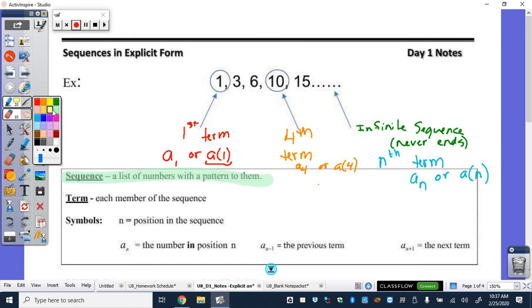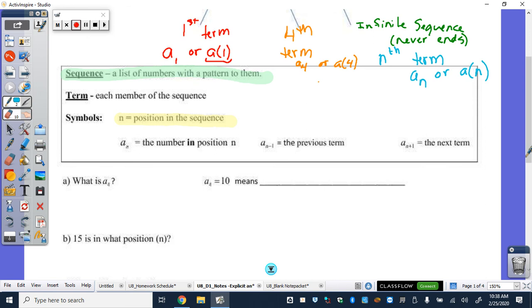As we have written down here, n just represents what position in the sequence you are in. So if I have an n of 7, that means I'm looking at the 7th position of the sequence, or the 7th term. Down here we also have 3 other very common ones that we see. A sub n is the number in position n. A lot of times that is also referring to what we call our current term, the term we're actually dealing with at that point in time.